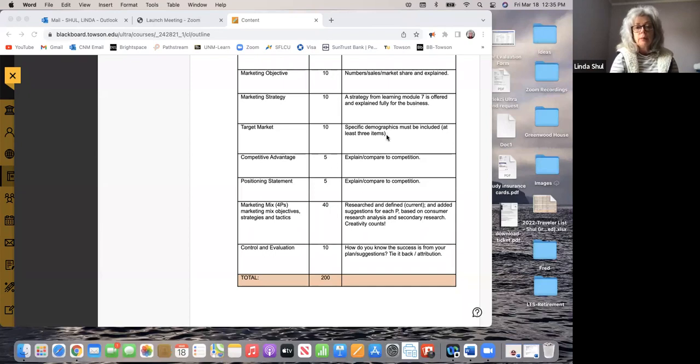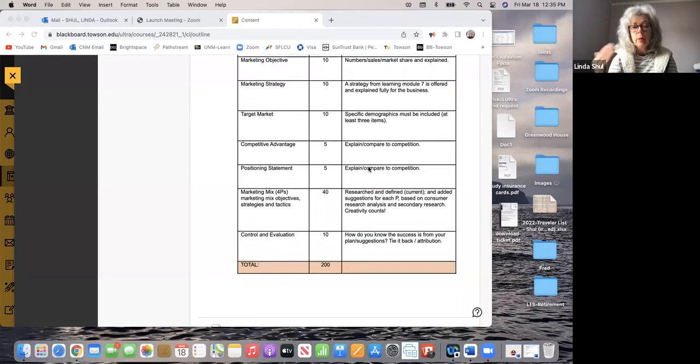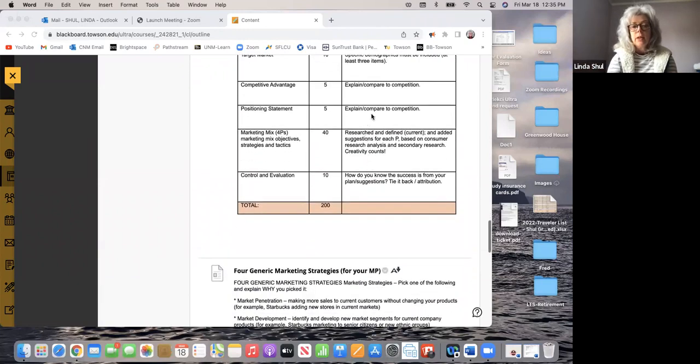The target market is, sorry, my Alexa's going off. The target market has to have demographics, at least 3 specific demographics. And then the competitive advantage, advantage over the competition, explain it, and you're comparing it to the competition. Think of it that way. And then, for this one, you can say, compared to the competition, XYZ business does this, that, and that, or excels at this, that, and that.